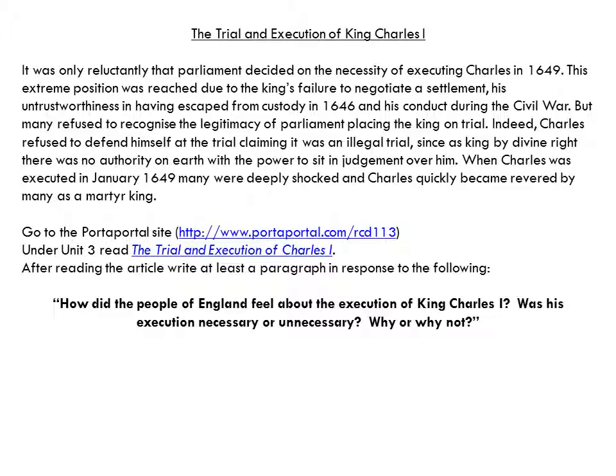Now, the trial and execution of King Charles, it was only reluctantly that Parliament decided on the necessity of executing Charles in 1649. This extreme position was reached due to the king's failure to negotiate a settlement, his untrustworthiness, having escaped from custody in 1646, and his conduct during the Civil War. But many refused to recognize the legitimacy of Parliament placing the king on trial. Indeed, Charles refused to defend himself at the trial, claiming it was an illegal trial, since as king by divine right, there was no authority on earth with the power to sit in judgment over him.